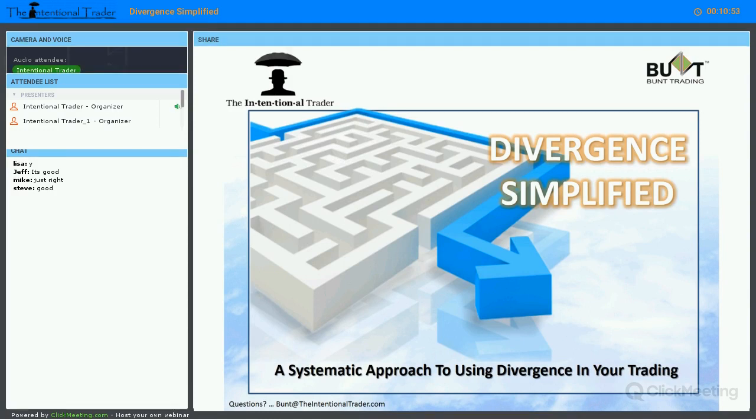Come spend a little bit of time with us and maybe learn something that you haven't learned or heard before. This is actually an event that we do at least once a year or so, because divergence has become such an important part of what we do in our bunt trading. We started developing this trading style, this trading system.